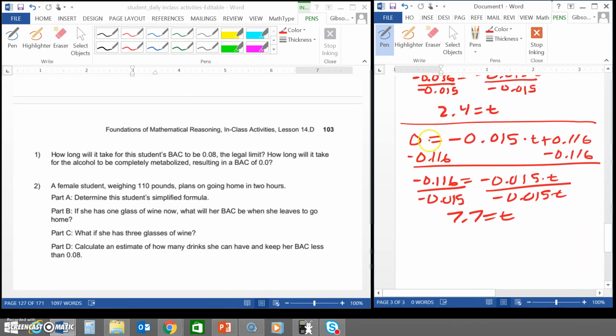Now the last thing here is to get a BAC of 0. So we'll take the same formula but put in 0 for B and go through the process of subtracting 0.116 and then dividing each side by negative 0.015. And it's 7.7 hours for T. And complete number 2 on your own.